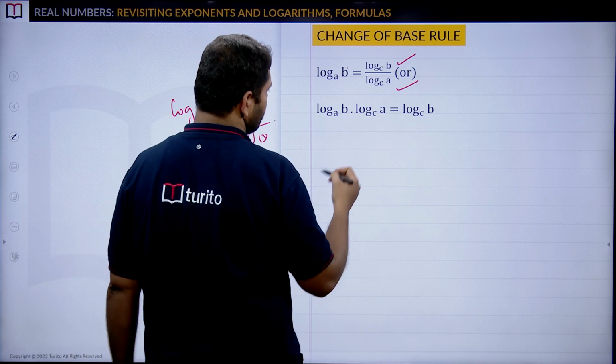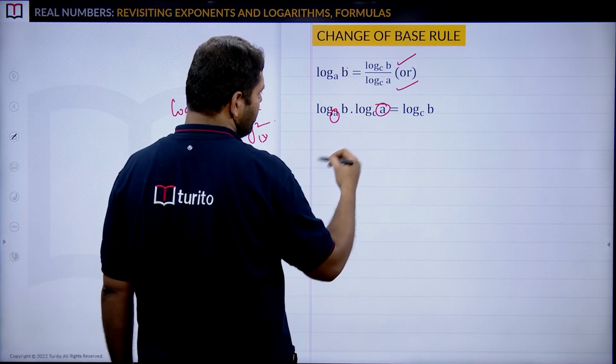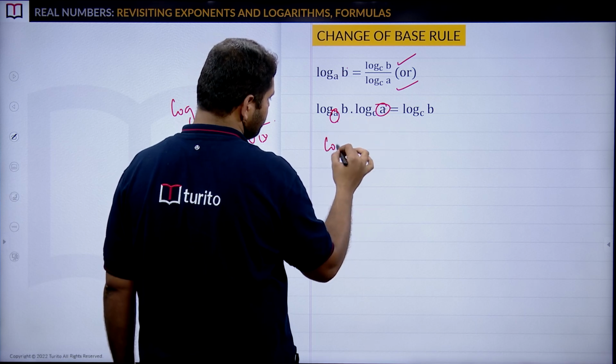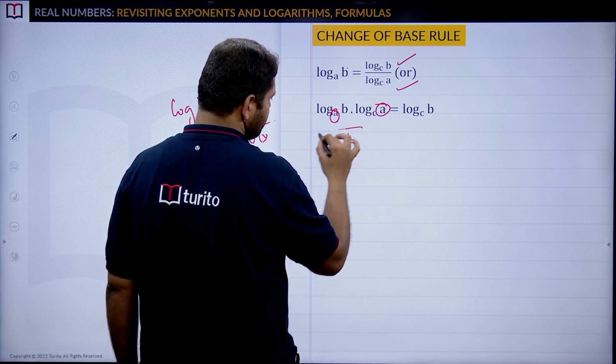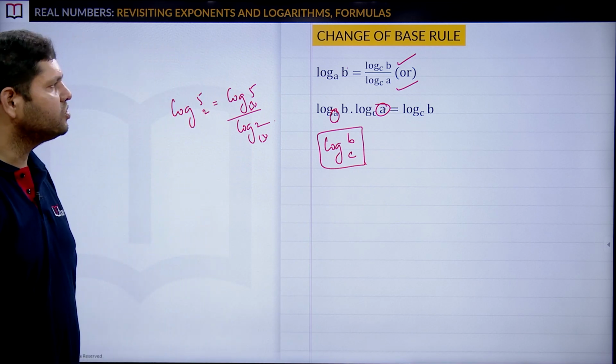It is a chain rule, children. Here this base is A and here the argument is also A. Then here both get cancelled. Then the answer is equal to what? Log B with base C is the answer. Okay. We can say what, children? It is a change of base rule.